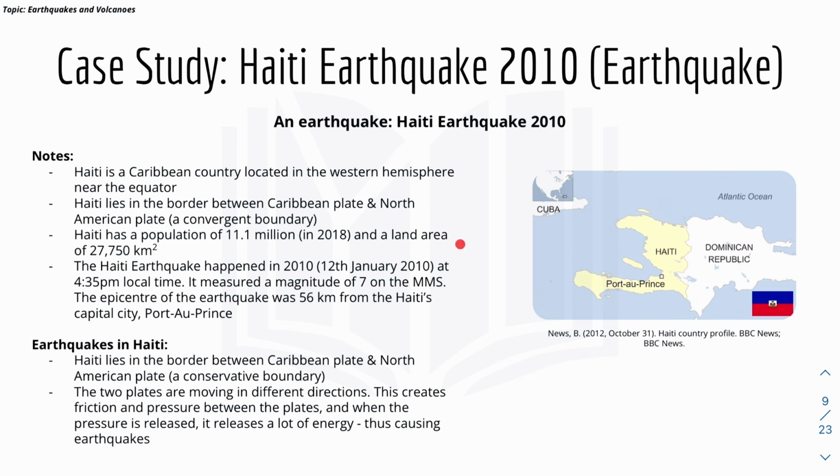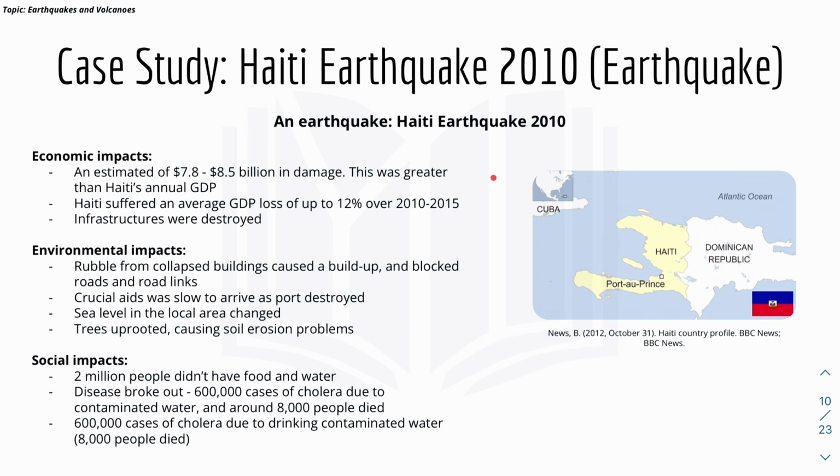And here's some stats on the population and land area. And this earthquake is quite deadly, and it happened in 2010 on this exact date at 4:35 PM local time. It measured a magnitude of 7 on the moment magnitude scale, right here, the Richter scale. And the epicenter of the earthquake was 56 kilometers from Haiti's capital city, Port-au-Prince. So here are some notes on the location of Haiti, as I mentioned, and the different notes on the plate boundaries movement.